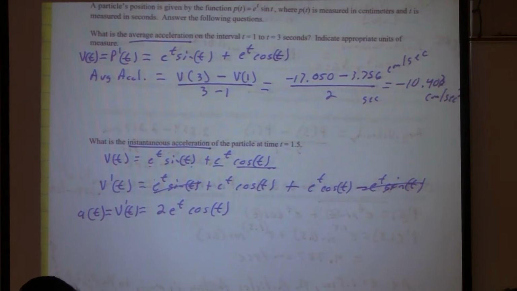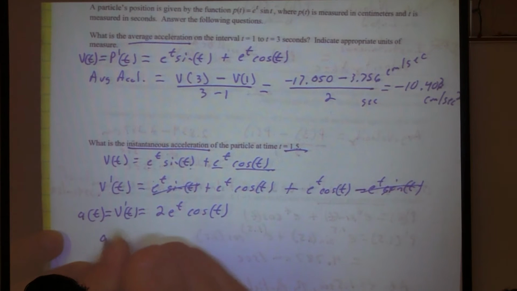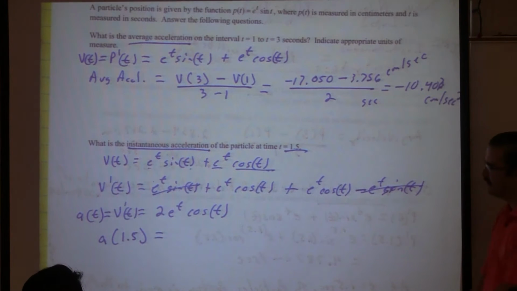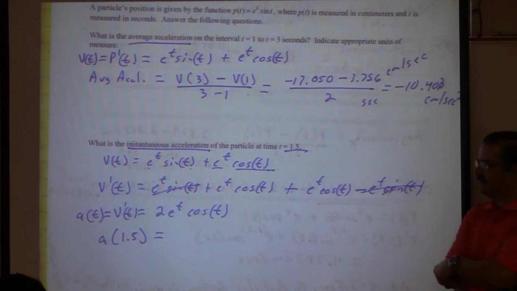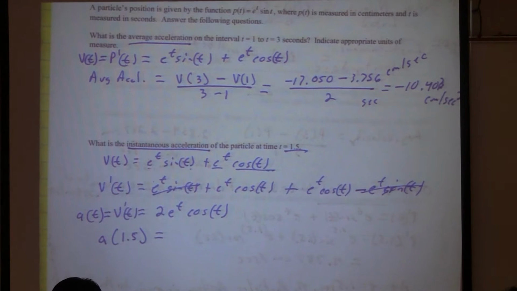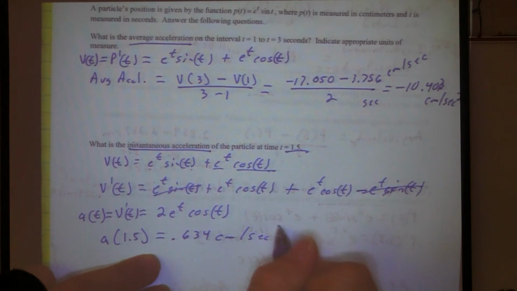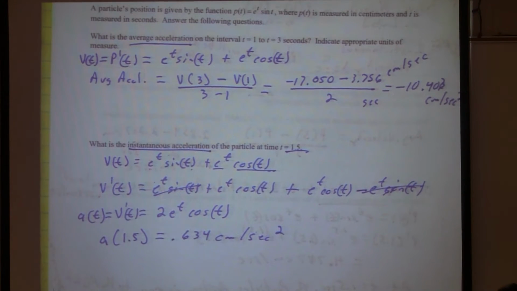And can we now evaluate it at 1.5? What's a at 1.5? Type it in your calculator. 2 times e to the 1.5 times cosine of 1.5. Could we have done all that on the calculator? 0.634. Even with the position function, yes, right? We could have asked for the second derivative of the position function at 1.5. And it will give us the same answer. 0.634, and what would be my units? Centimeters per second squared. Yeah, roughly. Beautiful.